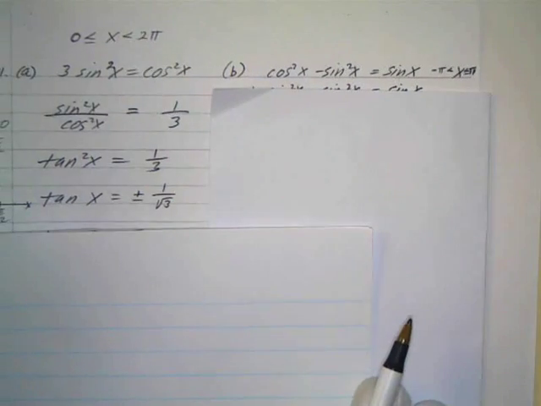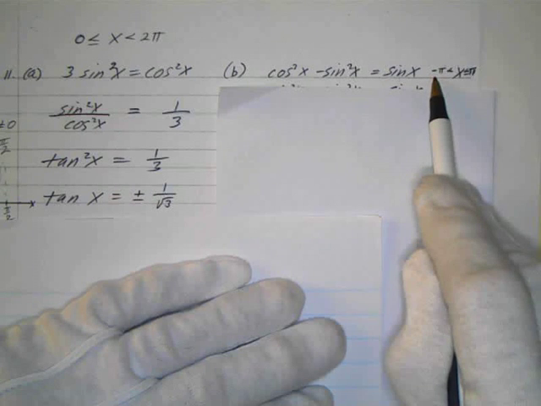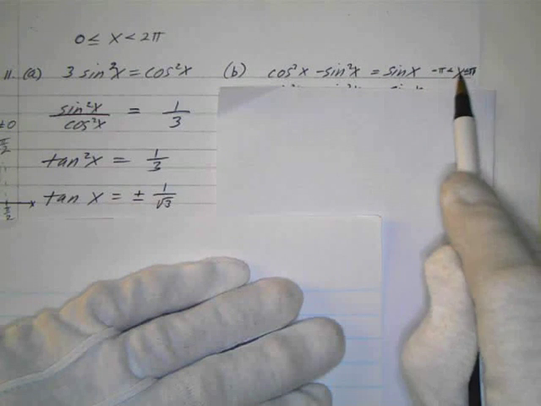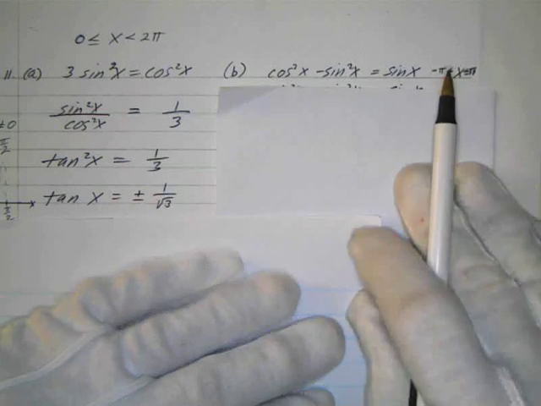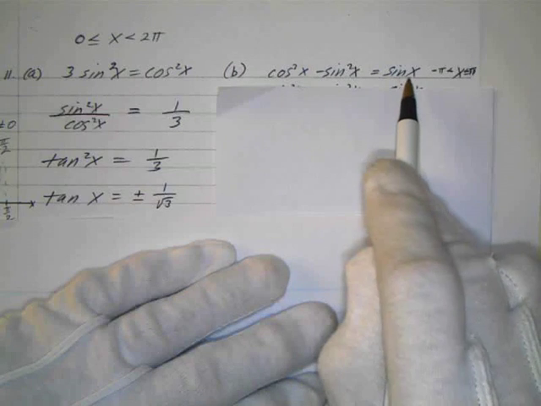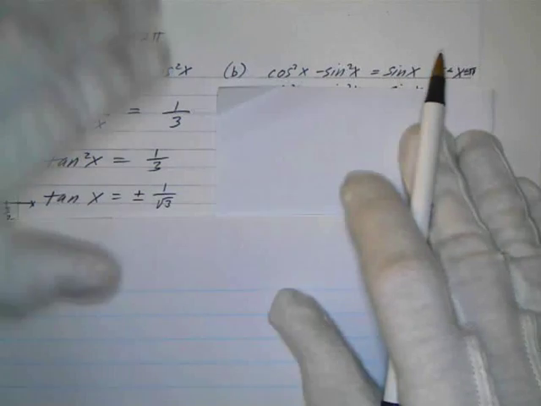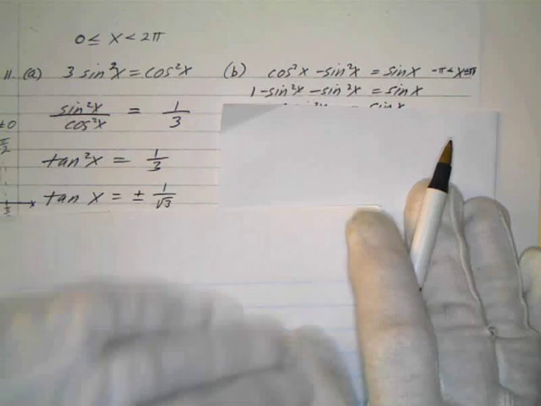This was the B part. Now the domain here was between negative pi and pi, greater than negative pi and less than pi. So that was the domain. And we had this equation, cosine squared minus sine squared equals the sine of x. This is not too bad because we don't have any fractions we can deal with. We can just subtract the sine of x from both sides here.